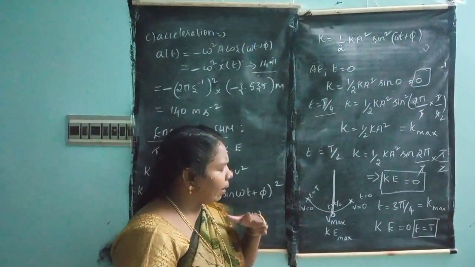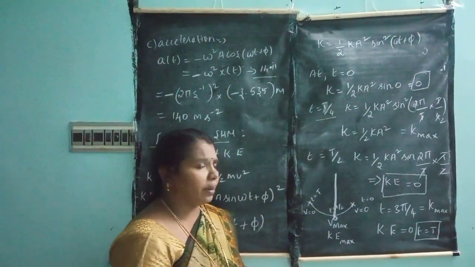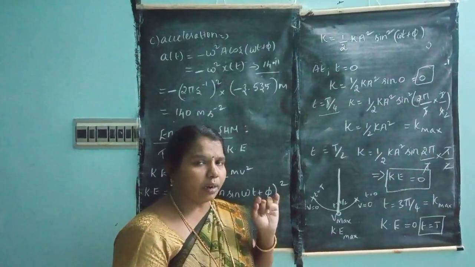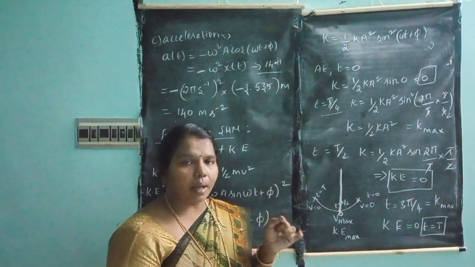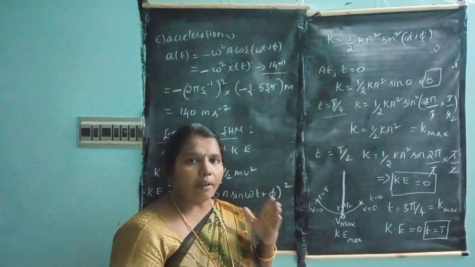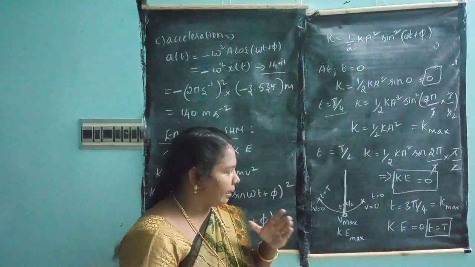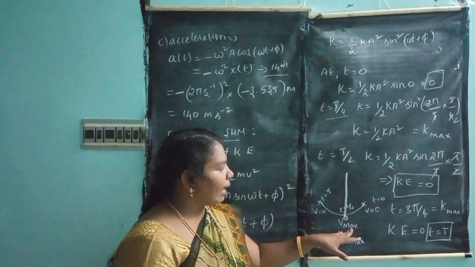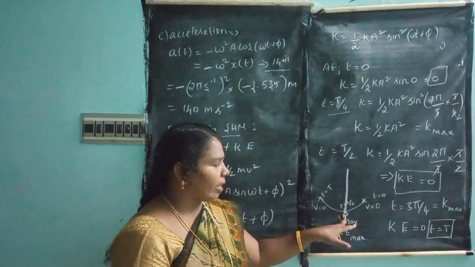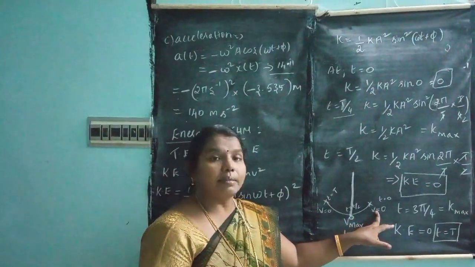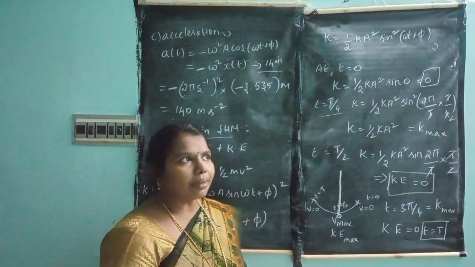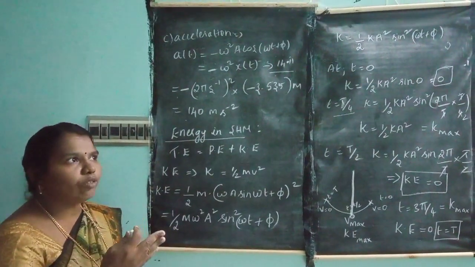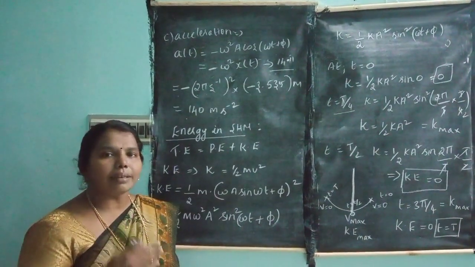When I talk about kinetic energy, what is it? The kinetic energy is denoted by K, and the formula is K is equal to half mv square. So v is maximum here. The velocity is maximum at the mean position and the velocity is 0 at the extreme position, because at the extreme position the height is increased. When the height is maximum, the velocity is equal to 0.